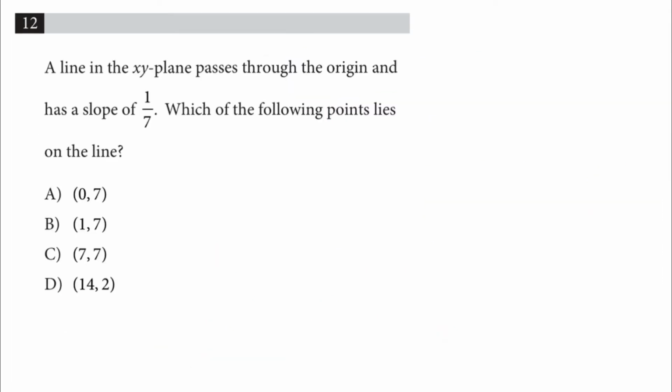Let's move to the next problem. A line in the xy plane passes through the origin and has a slope of 1 over 7. Which of the following points lie on this line? Guys, if this line passes through the origin, it looks something like this, right? That means the y-intercept of this line is 0.